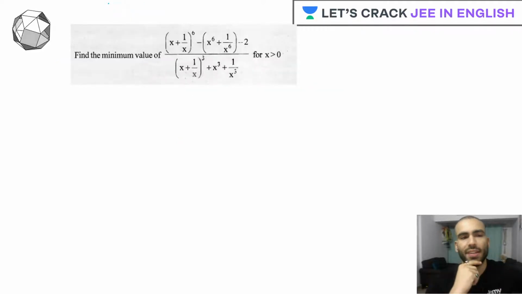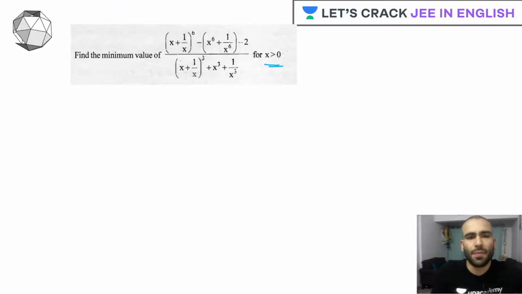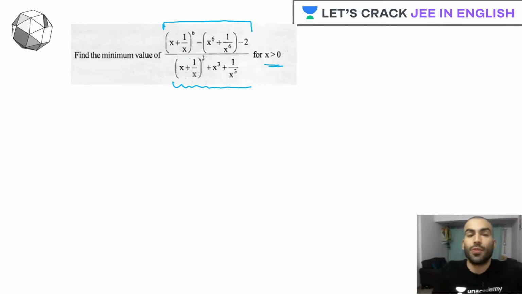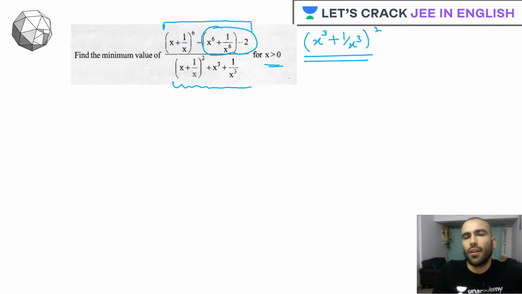So look at this question. The question says we have to find the minimum value of this expression where x is greater than 0. When I was looking at this, I thought, can I convert this into something where whatever is written in the denominator is there in the numerator as one of the factors? Now you would say how? Look at this: this is (x plus 1 upon x) raised to 6. Now look at this part. This part looks as if someone has written (x cube plus 1 upon x cube) whole square, right?